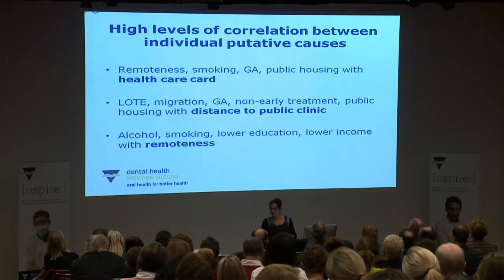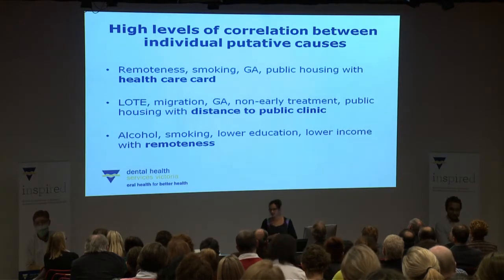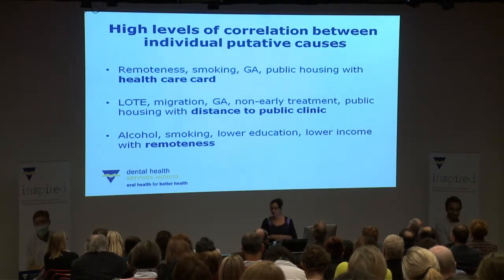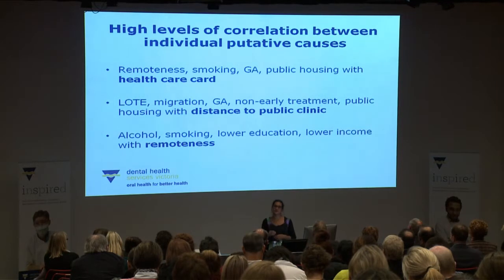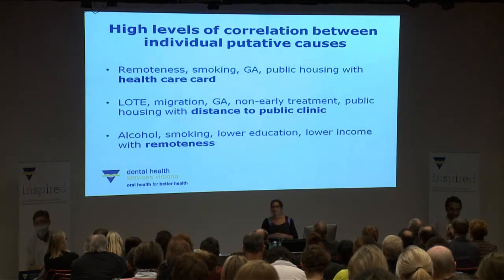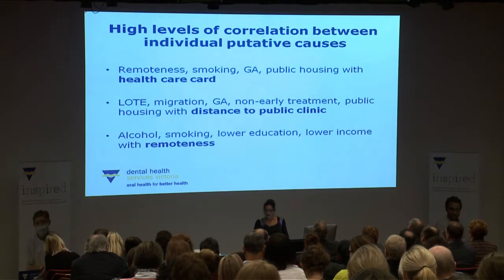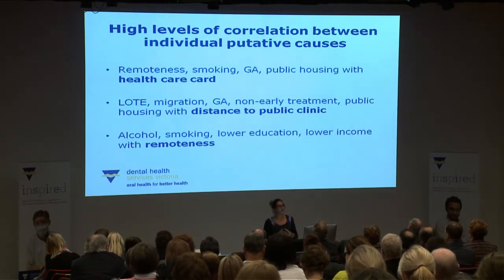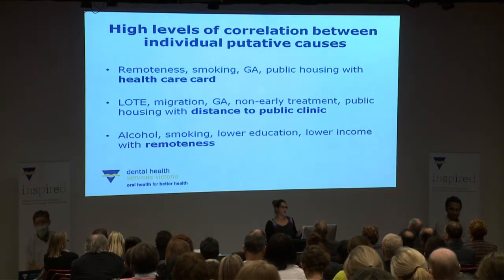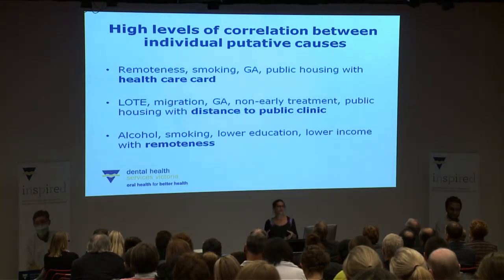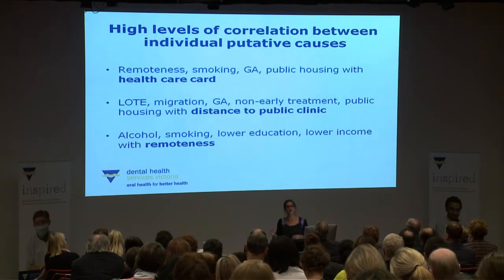We also see that something like distance to public clinic is related to ethnicity, migration, the proportion of people coming in for non-early treatment, and public housing. So again, all these things are related, and we're trying to understand these relationships so we can better serve the people in the community. And the last one, remoteness: we might do planning based on how far people are from a dental clinic, or where they live geographically. But again, you can see that the proportion with high alcohol, smoking, lower education and lower income are all tightly associated with remoteness. So it's a proxy measure for all those other things, all those social determinants of health, all those other factors that are influencing people's lives.